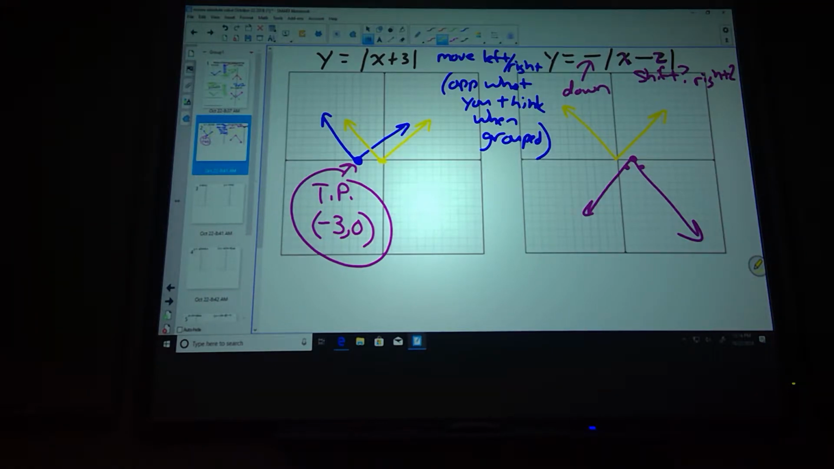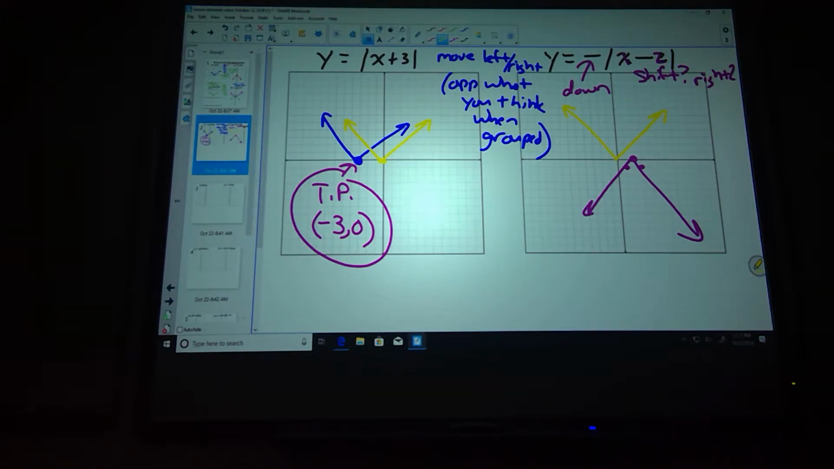That all seem okay? So when it's grouped inside the absolute value, it shifts it left or right, and it's opposite of what you would think, because it's just how the math is going to work. If you add or subtract outside of the absolute value, it moves it up or down. If you have a negative outside the absolute value, it flips it upside down. So it changes all your y values to be opposite value.